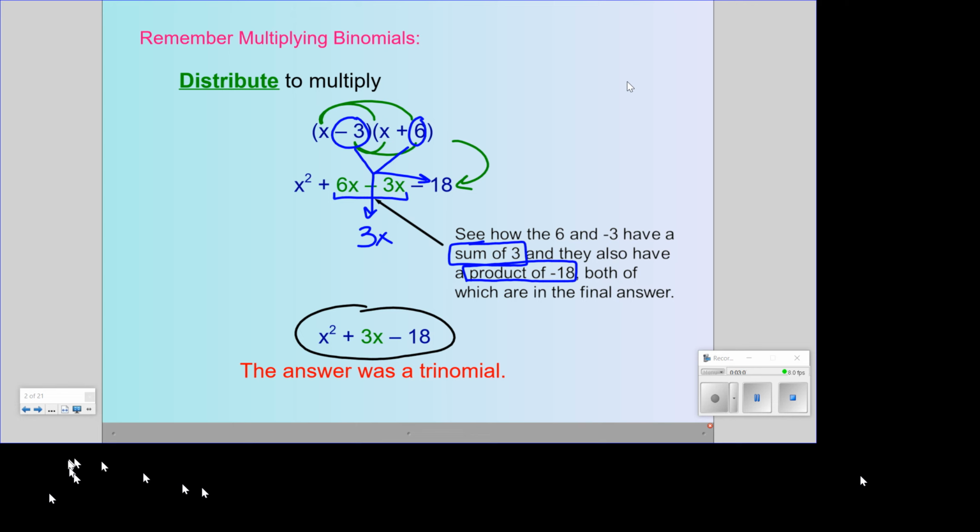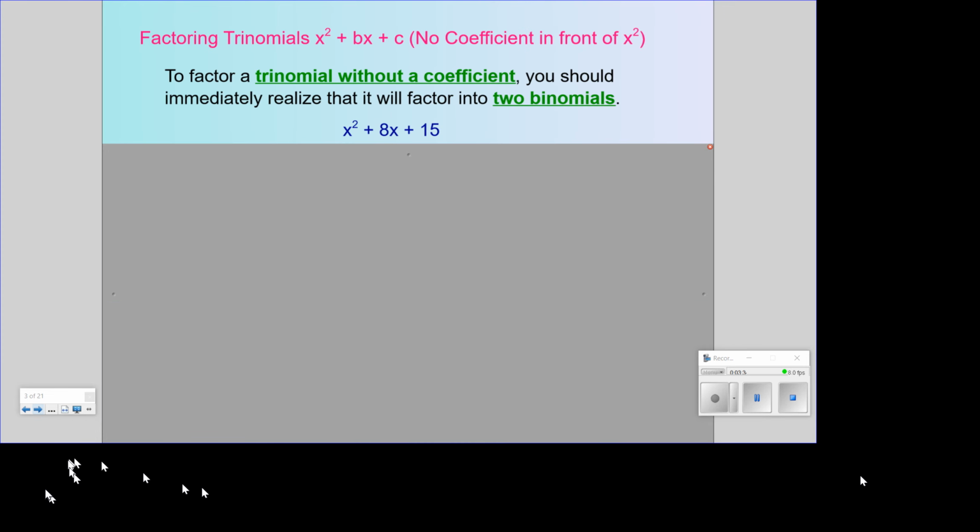So today we're going to work on starting here at this trinomial and going backwards, factoring the two binomials as factors that would multiply to give this as the product. So today we're going backwards. And if we know that a trinomial is the product of two binomials being multiplied together, then we're going to be able to set up a structure for factoring trinomials. Today's whole lesson is focusing on trinomials without a coefficient.